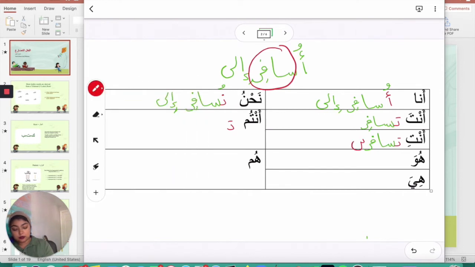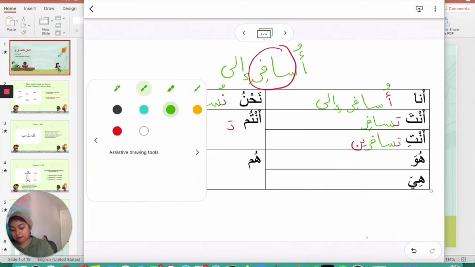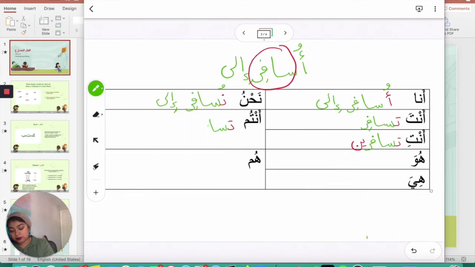Yeah, noon, ra doesn't connect. That's why we don't connect it. تسافرين. أنتم تسافر. It's plural. What do we add? تسافرون. You all are traveling. Y'all are traveling.